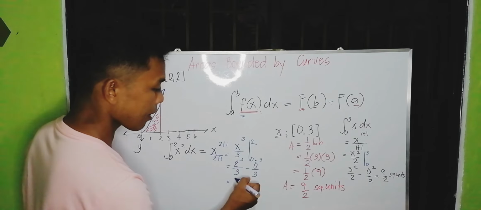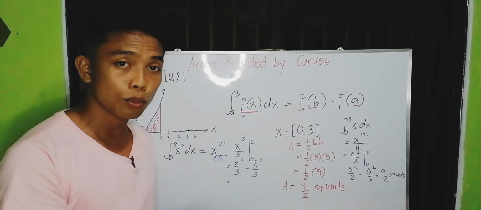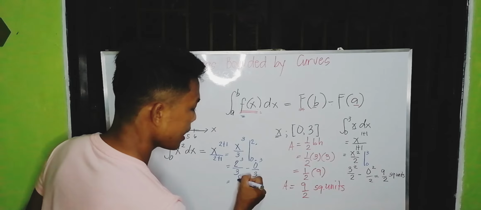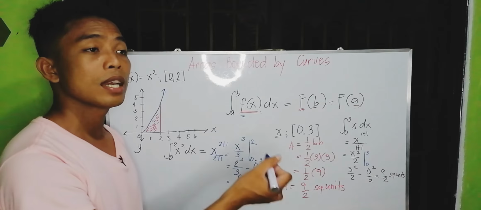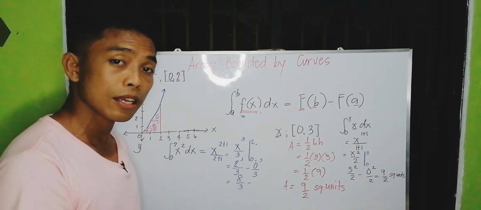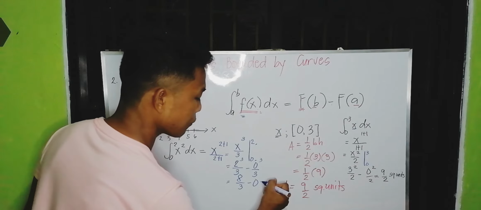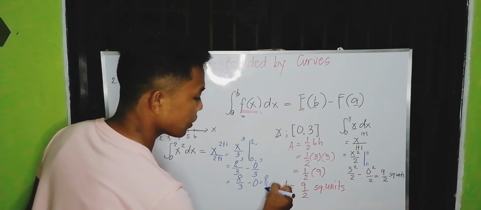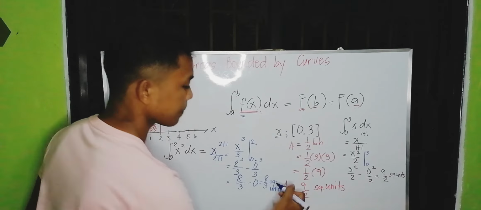Continue. We have 2 raised to 3. That means 2 times 2 times 2. So, ang sagot mo dyan ay 8 over 3 minus. This is 0 raised to 3. 0 times 0 times 0 is 0. Divided by 3 is 0. So, 8 over 3 minus 0. Therefore, the answer is 8 over 3 square units.